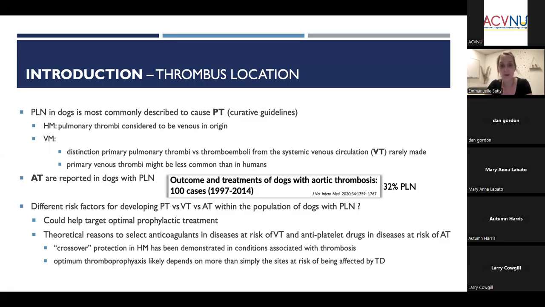That being said, when we talk about prophylactic treatment, as we discussed during this little poll, we can use antiplatelets, we can use anticoagulants. Theoretically, one should be used for arterial and the other one for venous, but there's definitely a crossover as well in human medicine, and that is demonstrated to help with the prevention of this thrombotic disease. So not necessarily as black and white, which one has to be used for which complication.